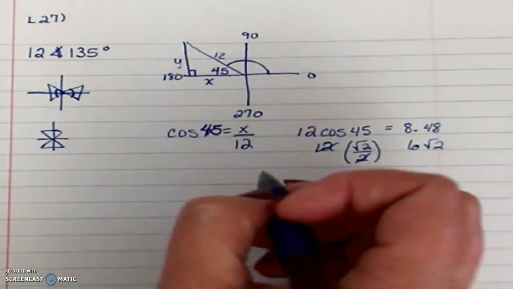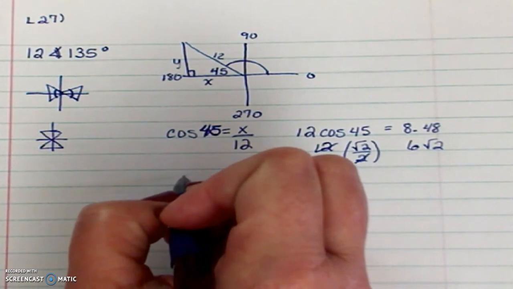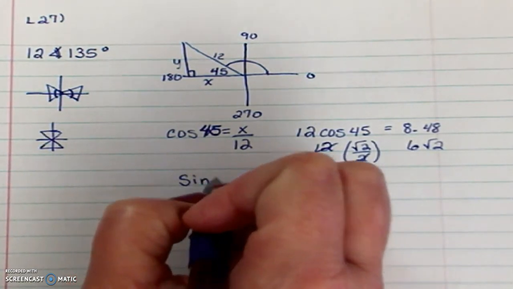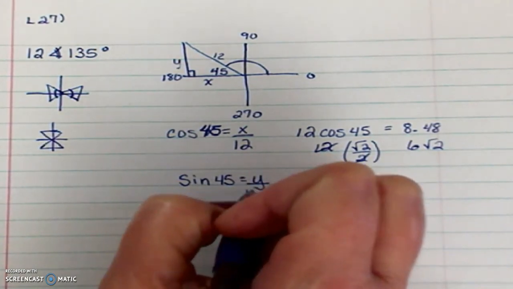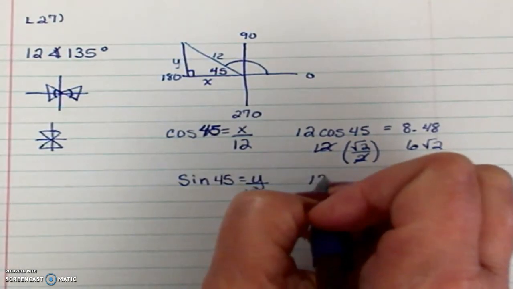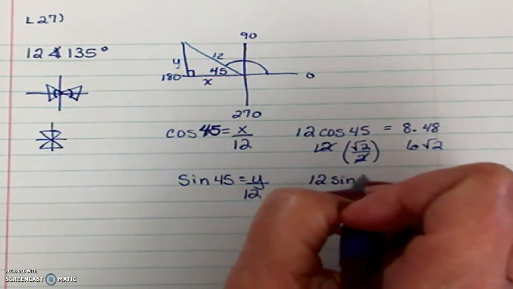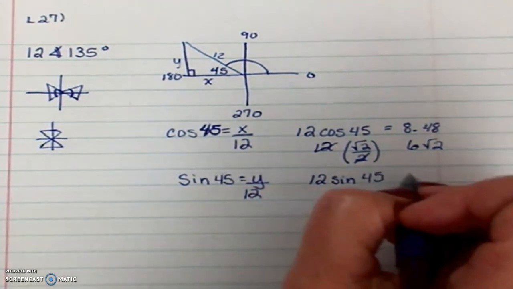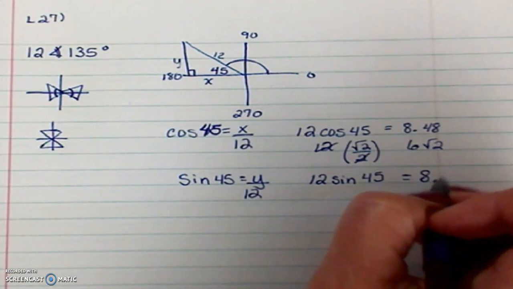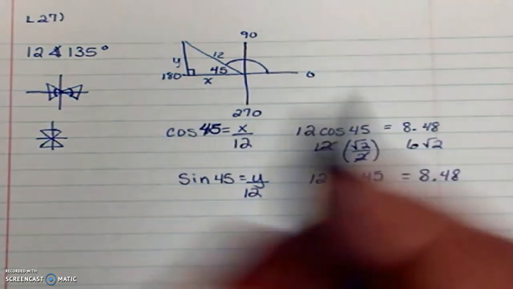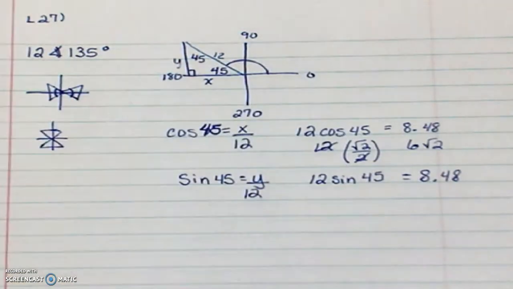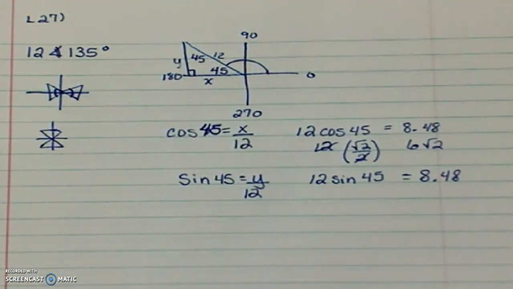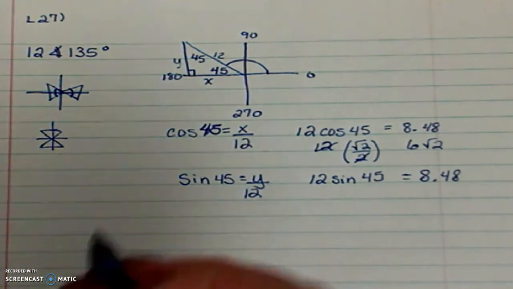Now the other thing you would do is find y. To find y, we know that the sine of 45 degrees is equal to the opposite over the hypotenuse. So that would be 12 times the sine of 45 degrees, and once again that's going to give you a value of 8.48, because if you have 45 degrees here, this will also be 45 degrees, since it's a 45-45-90 triangle, or isosceles, so that makes sense that it has the same value.